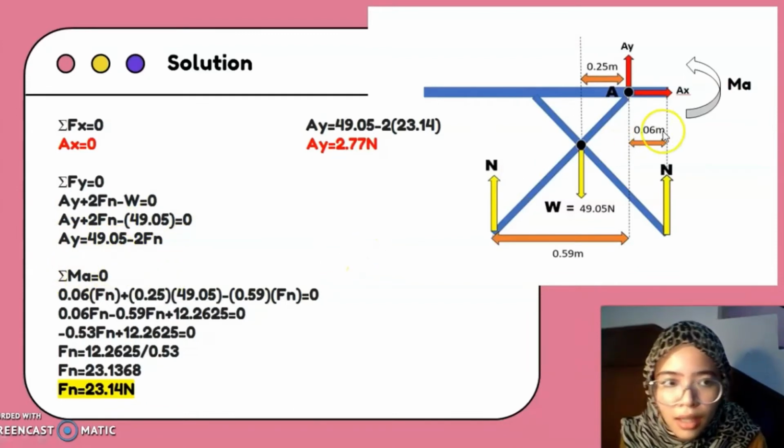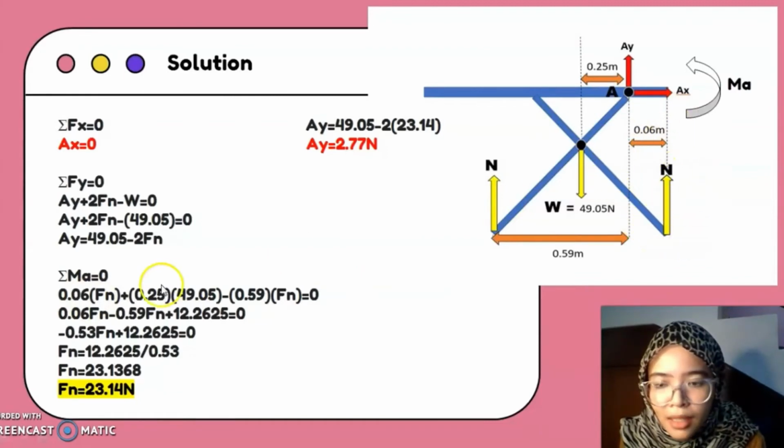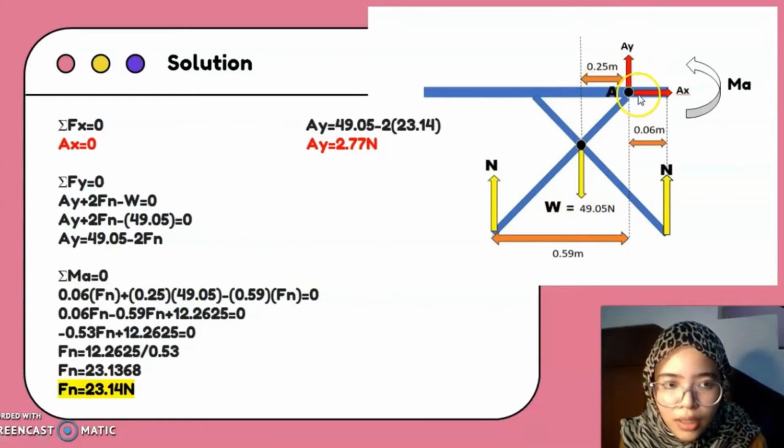For MA, the moment at point A is equal to 0. So 0.06, which is the distance of point A from the first end here, plus 0.25 with the weight. 0.25 is the distance between the weight and point A. And for this one, we're going to use the right hand rule to determine whether it's negative or positive. And then we're going to minus 0.59, which is the distance between this end and point A, and equal to 0.